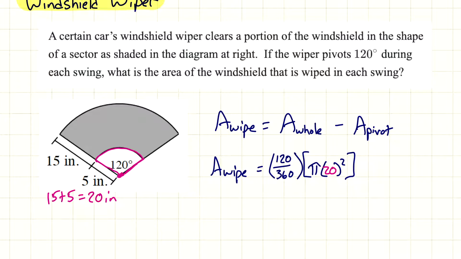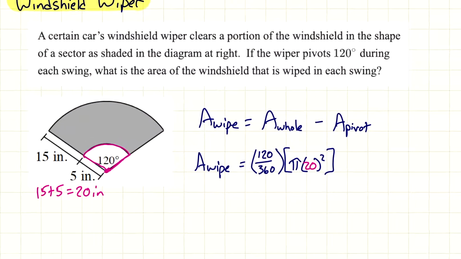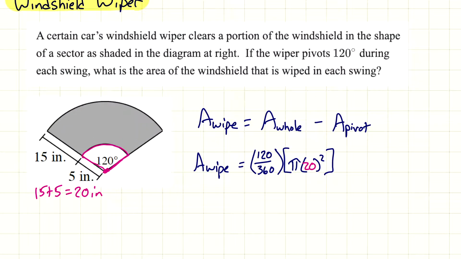All right, so that'll give us the area of the whole movement of the windshield wiper. But we said there was a piece missing, that white portion. So what I'm going to do is then subtract. I use a different color here. So we want to subtract the piece. Really, it's just a smaller sector, right?